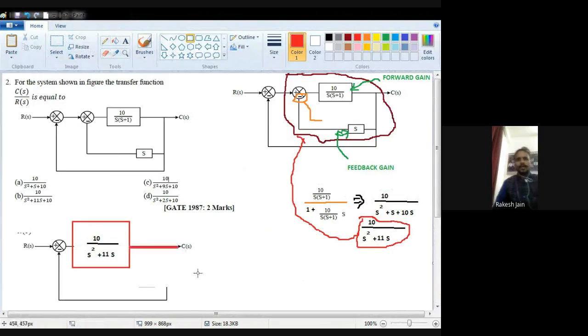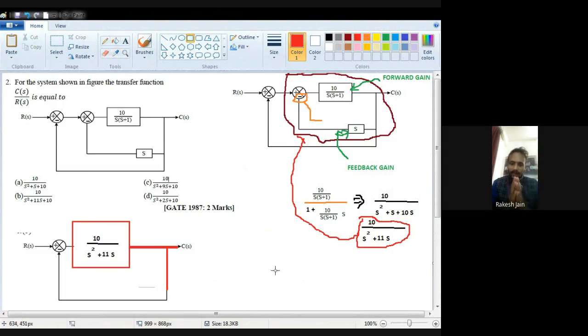Now the block diagram is changed according to our calculation. So now this will be your new representation of the same question. So now we have to find out CS upon RS. So once again there is a block. After solving the inner block, the question is converted into a new representation of a block diagram, in which the forward gain is 10 upon S square plus 11S, and what is in feedback? Only a straight line.